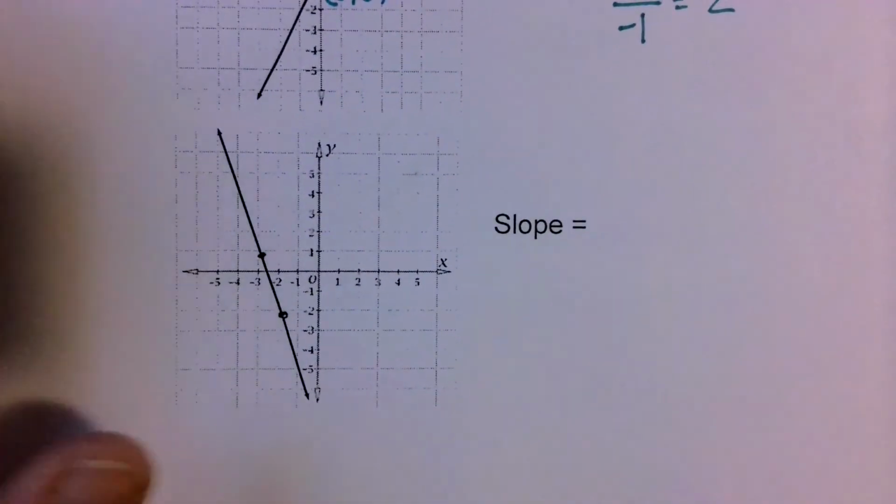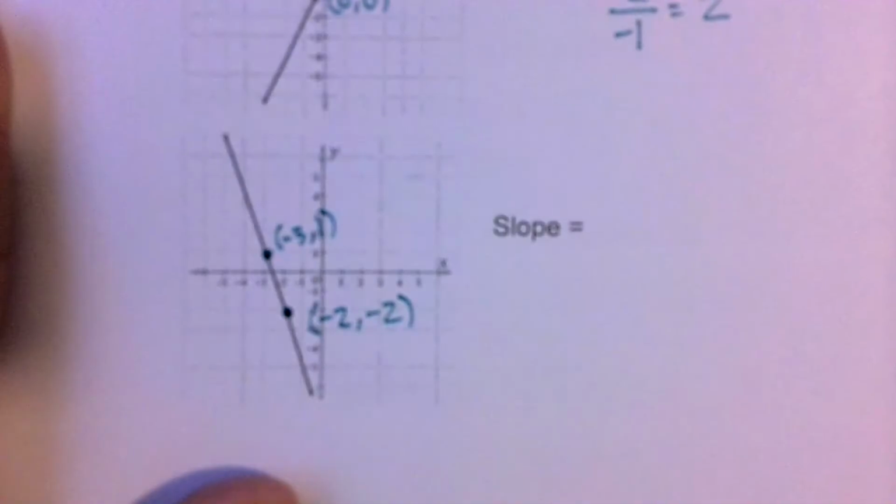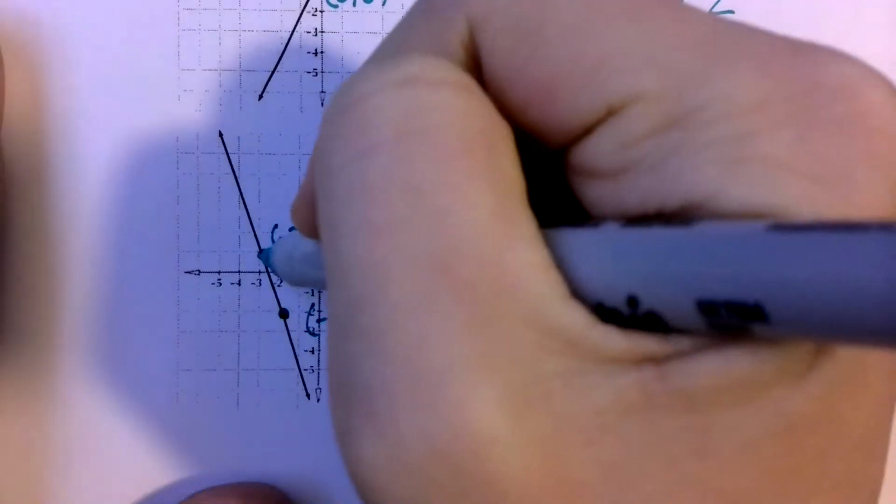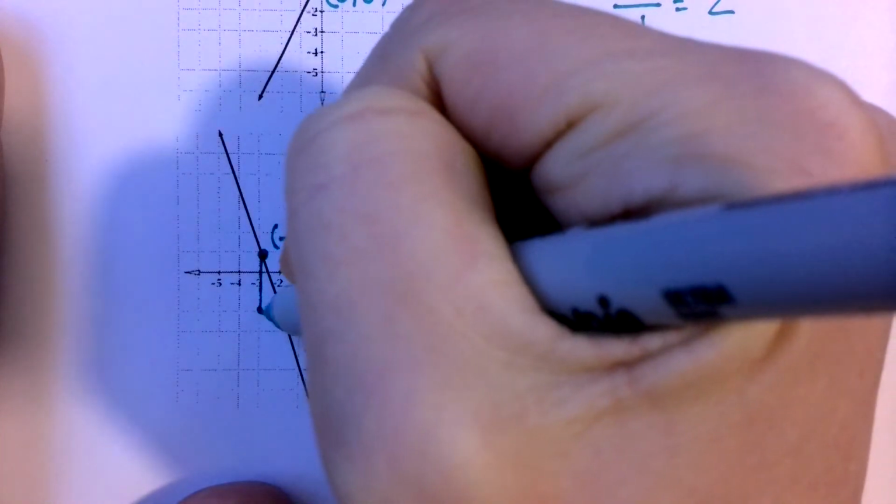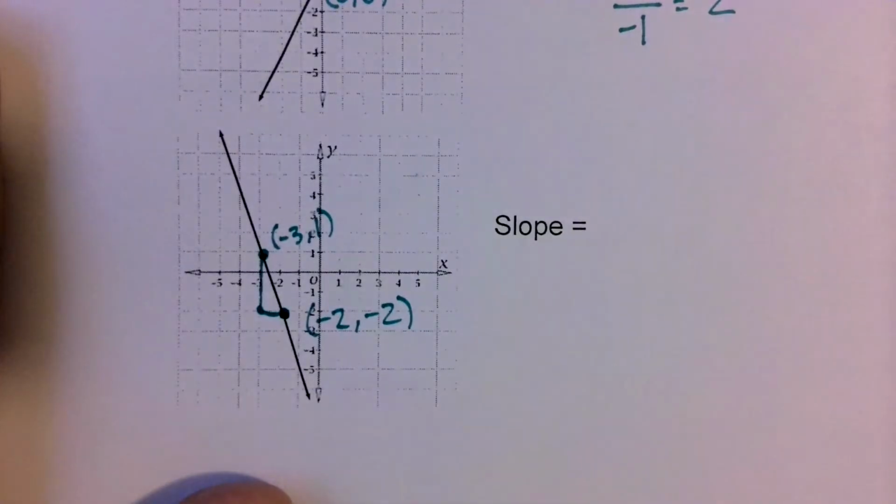Okay, so second one, I'm going to go ahead and give you points here. We've got -3, 1. And then it is also crossing here at -2, -2. Okay, so I'm going to go ahead and give you this part of it down and over. See if you can tell what that slope would be. I'll give you a second.